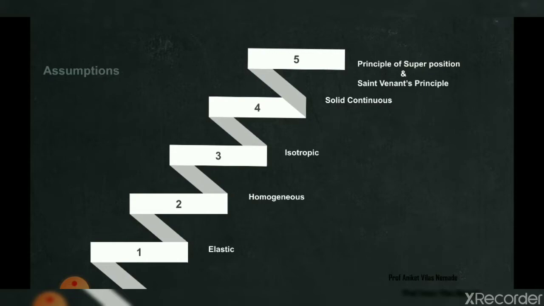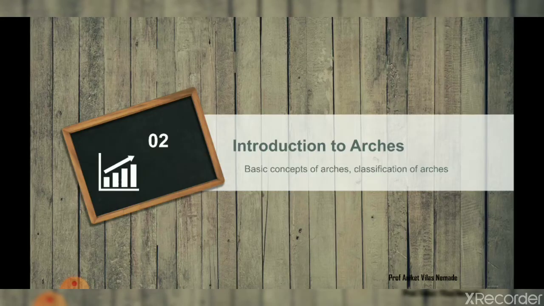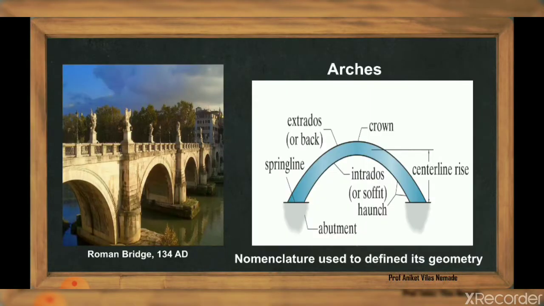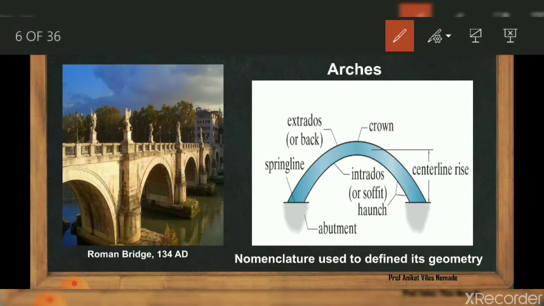So we will move forward to the next topic, that is the introduction to arches. See the figure. This is a typical bridge arch constructed on a river, and this arch is supported on the piers and the abutments. So we'll see the different nomenclatures used in arches. Let's start. The first key element is the crown. The crown is nothing but the topmost point of the arch. If you see this figure, at this location there is a crown.